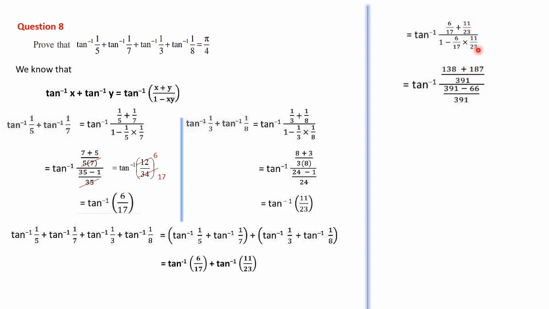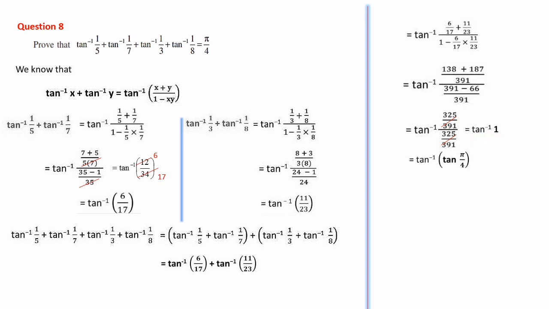For the denominator, 17 into 23 is 391 if you take LCM. 391 into 1 is 391 minus 6 into 11 is 66. That is equal to tan inverse of 138 plus 187, that is 325, by 391 minus 66, that is 325. So 325 by 391 over... when you check, numerator fraction and denominator fraction are both the same. When we cancel we will get 1. So that is equal to tan inverse of 1.